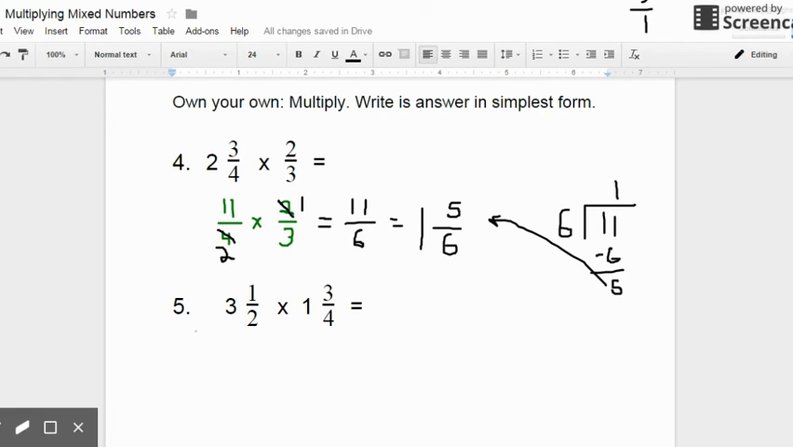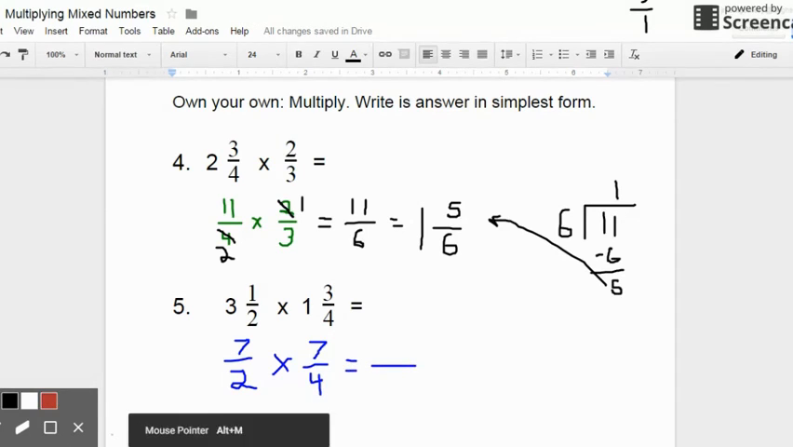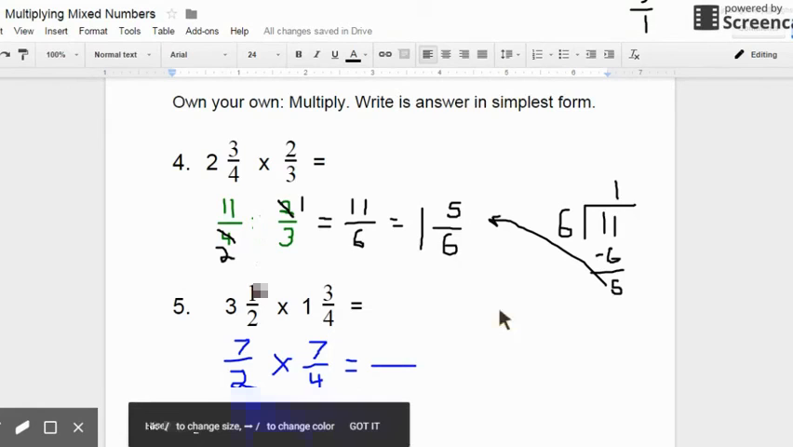Now we're going to go over our last problem. And go ahead and bring down the 4 as our denominator. Now let's go ahead and multiply across. So I'm going to scroll down. Let's go ahead and multiply across.